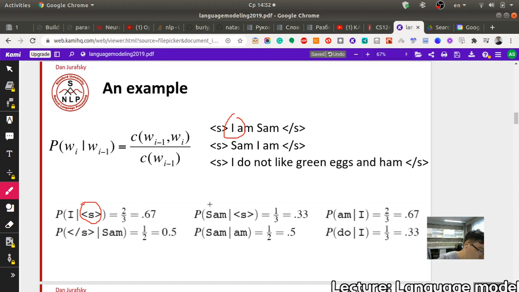So for example, how many times does Sam come after the start? Out of three times, it's one. Or, for example, for Sam given I'm, you search for I'm: there are two times, and one of them is Sam. So 1 over 2, and so on.